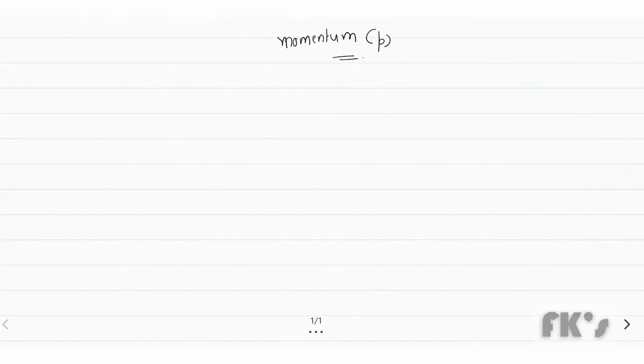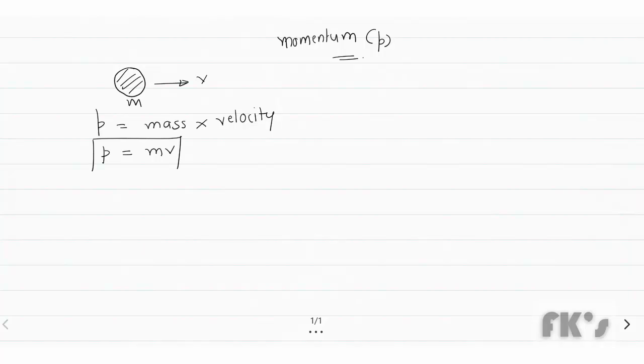Let me take an example where I have a body with a mass m, traveling with a velocity v. So the momentum for this particular body would be given by the product of mass and velocity. So p is equal to mass times velocity. I can write this in a very compact form as m times v.